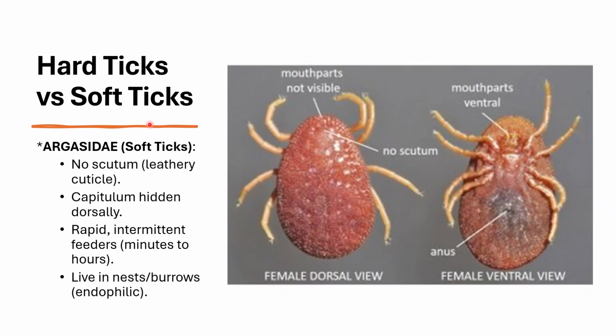For the soft ticks, the scutum is absent and is replaced with a leathery cuticle. The capitulum is hidden dorsally. It can be seen ventrally. For the feeding, there is a rapid and intermittent feeding that will take about minutes to hours, unlike that of the hard tick, which will take about days. And in terms of the habitat, they live in nests and burrows, so they are generally endophilic.